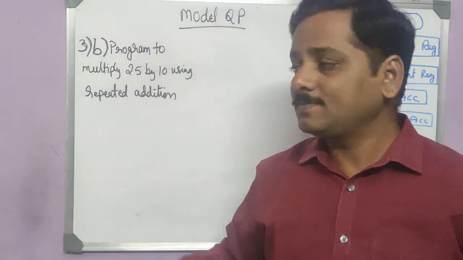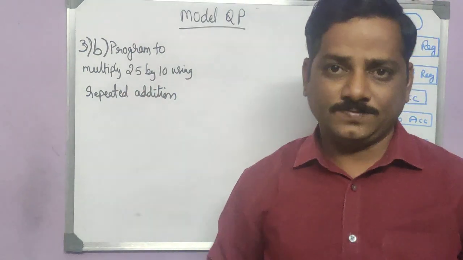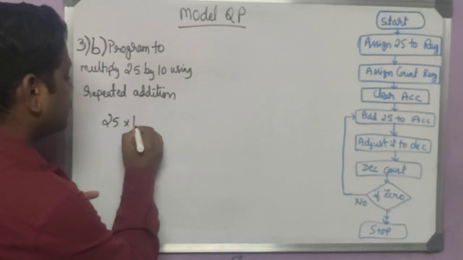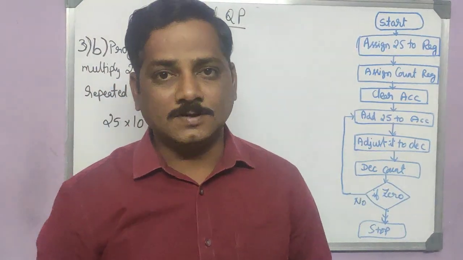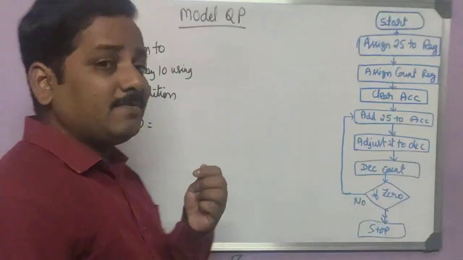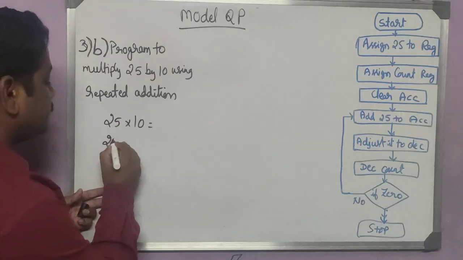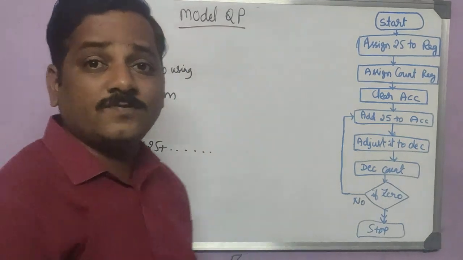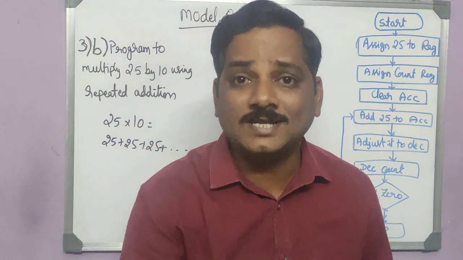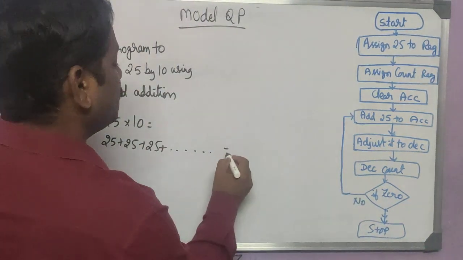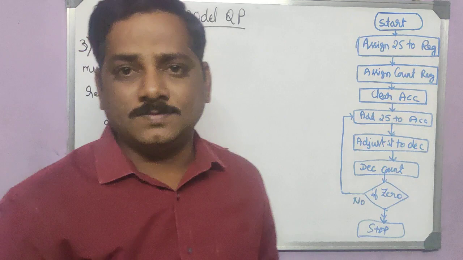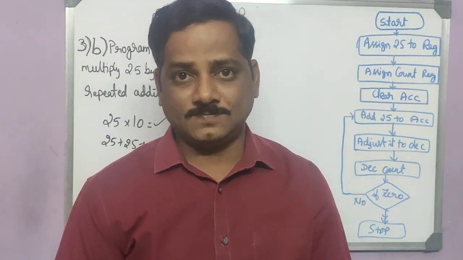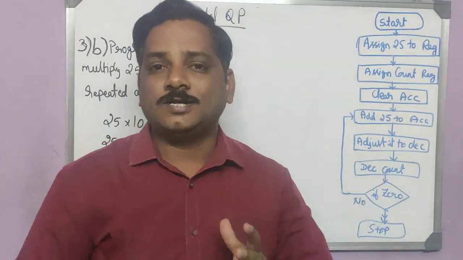Instead of that, what should I use? You have to use the repeated addition concept. One thing I will make very clear: 25 into 10 is nothing but 250 in decimal. But the same thing can be achieved by just adding this 25 ten times, like 25 plus 25 plus 25, up to 10 times. If I add 25 ten times, you will get the same answer. That is the concept. Multiplication is nothing but adding the same number that number of times, right? So using that concept, we have to write a program now.